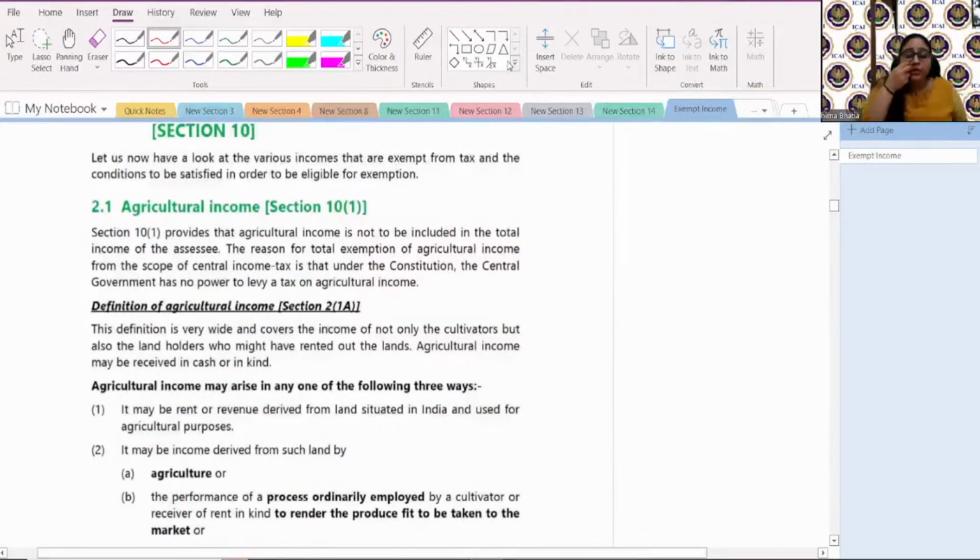Ma'am, I told you in the class also, chapters are divided into sections. After that you have to see whether the parts of the sections are interlinked, then they become subsections. If they're not interlinked, they become clauses. Very good, Pranav. Absolutely correct.